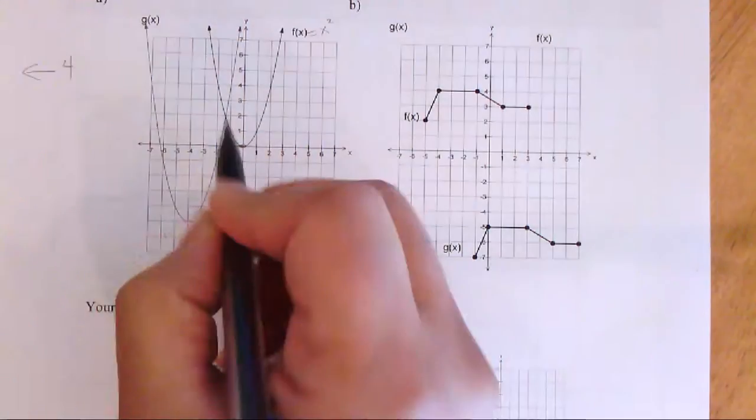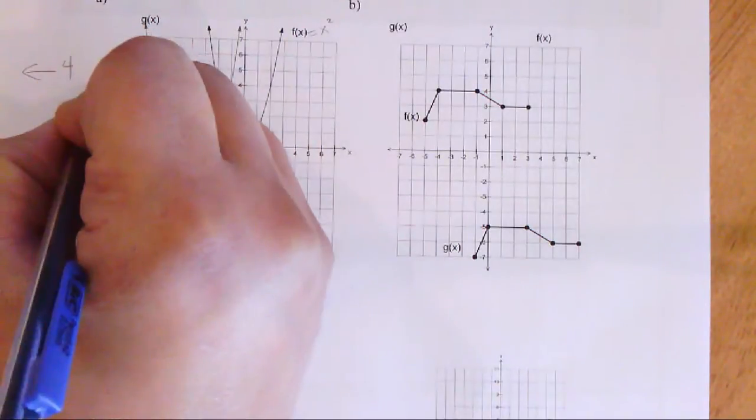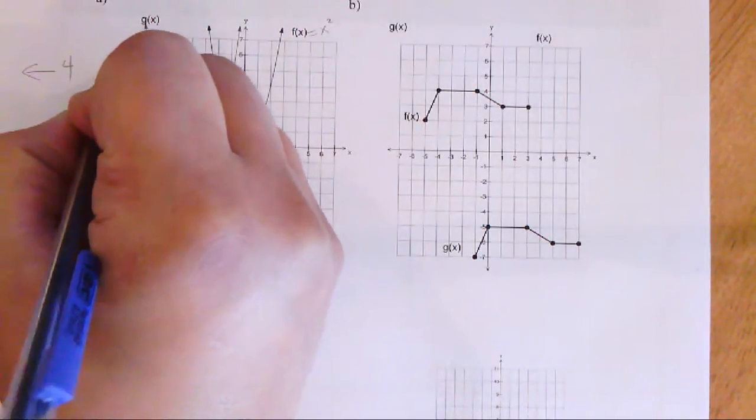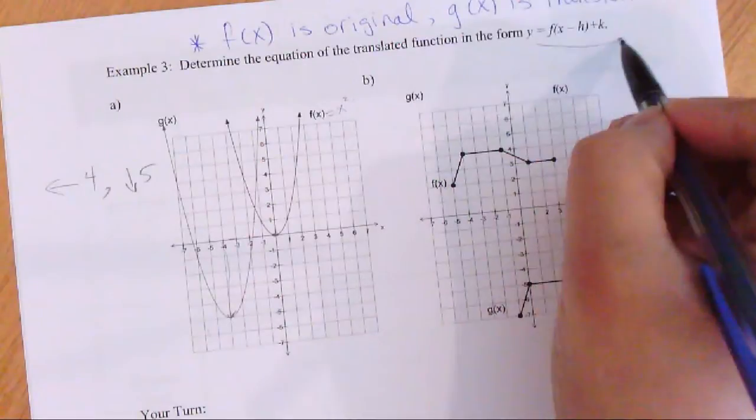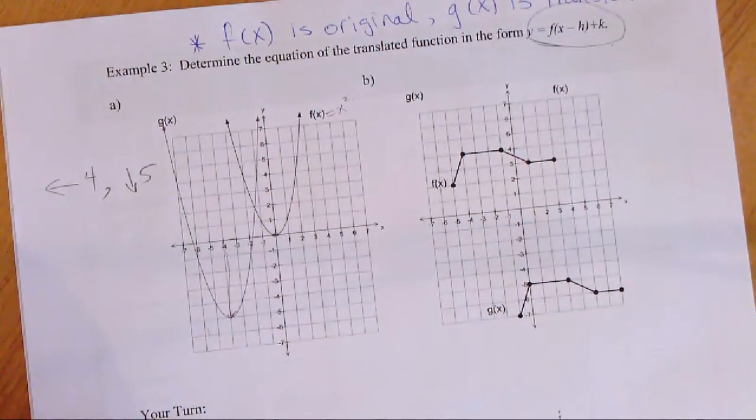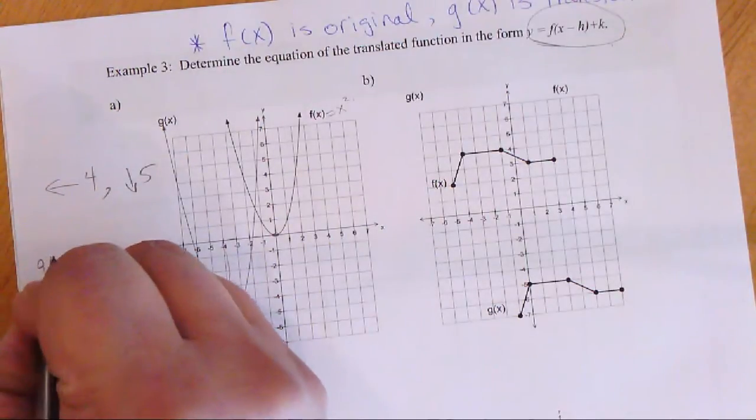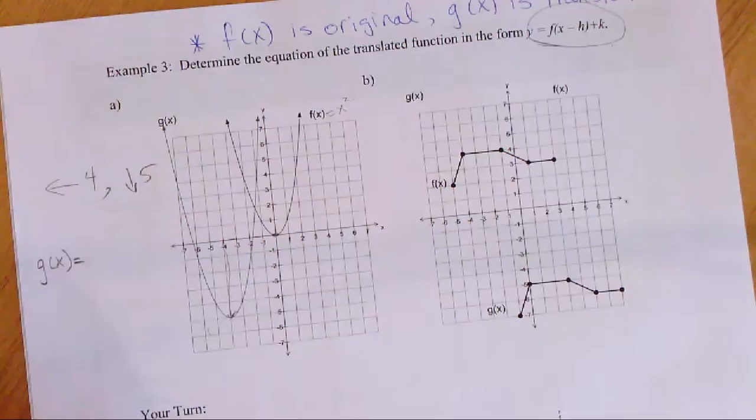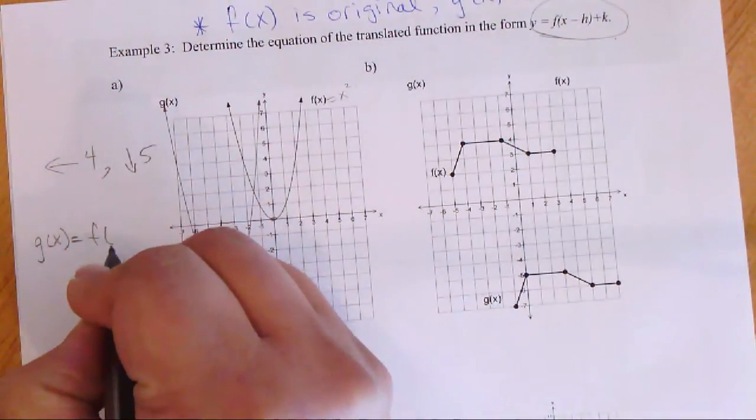So left 4 units, and then it would have to go down 5 units. So then down 5 units. All right, so now we could write it, let's write it in this form here. Let's say, for instance, we didn't know that it was x squared, so then we just say that g of x has had some transformations applied to f of x, and this is what it looks like.